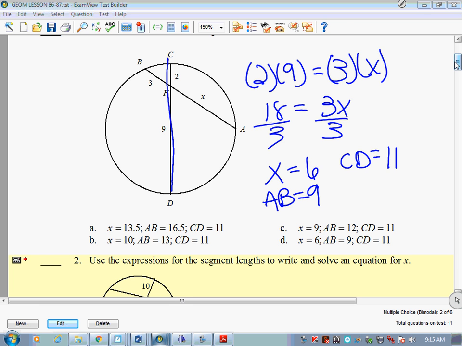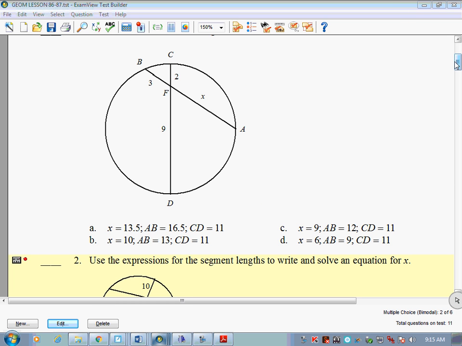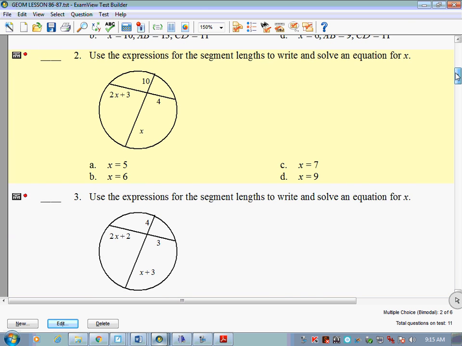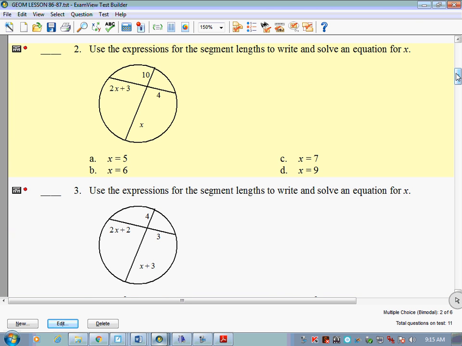All right, let's look at another one. I feel like this is maybe some of the easier stuff that we've looked at. All right, same rules apply here. We want to solve for x, use the expression for the segment lengths to write and solve an equation for x. So they don't actually want the whole chord length, they just want to be able to solve for x. Darian, how do I set this up?